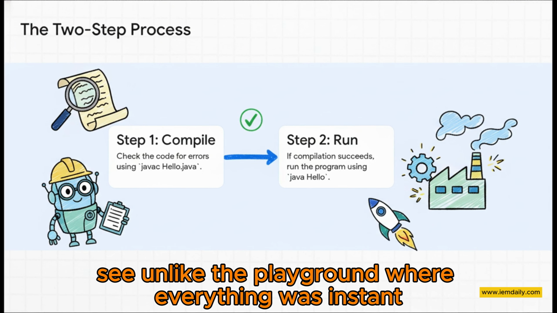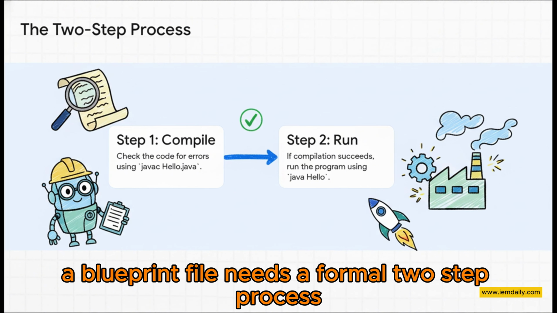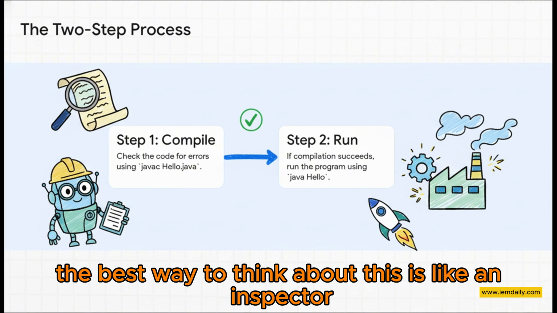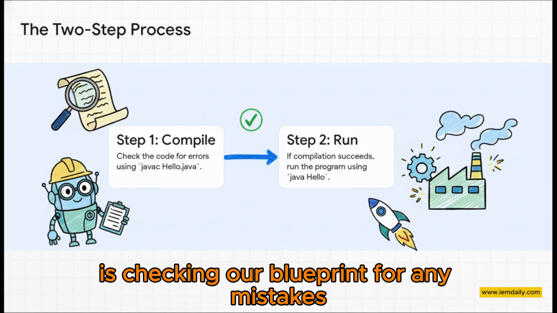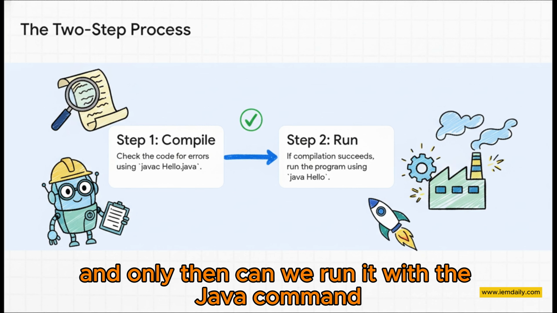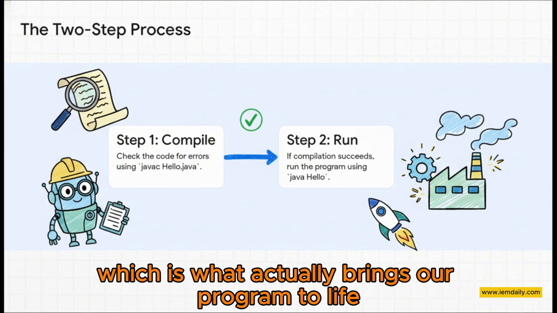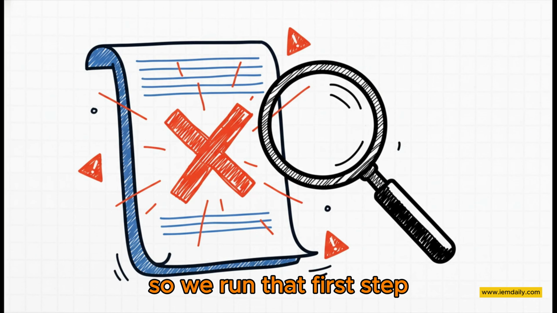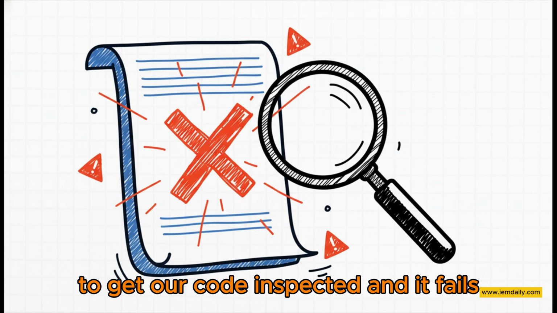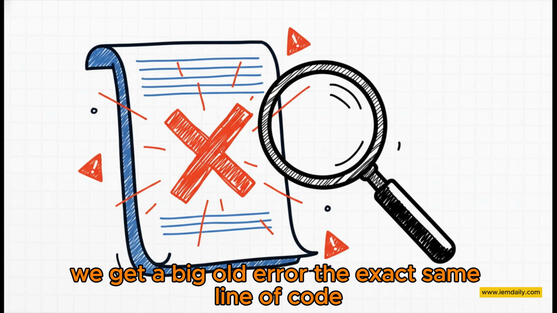See, unlike the playground where everything was instant, a blueprint file needs a formal two-step process. First, we have to compile it using the javac command. The best way to think about this is like an inspector is checking our blueprint for any mistakes or rule violations. If it passes that inspection, and only then can we run it with the java command, which is what actually brings our program to life. So we run that first step, javac hello.java, to get our code inspected, and it fails. We get a big ol' error.